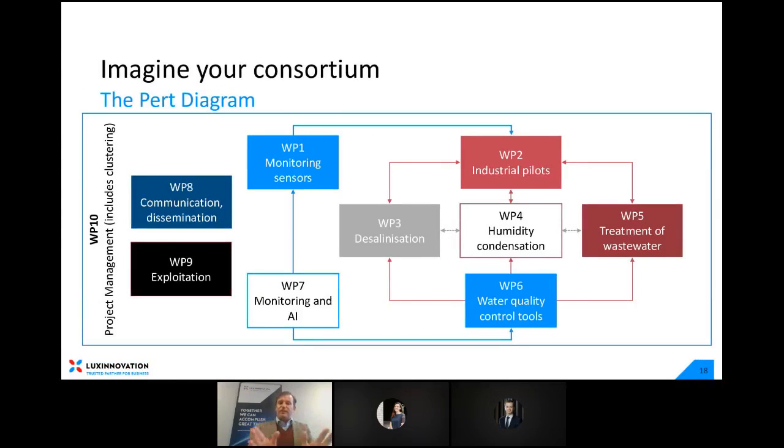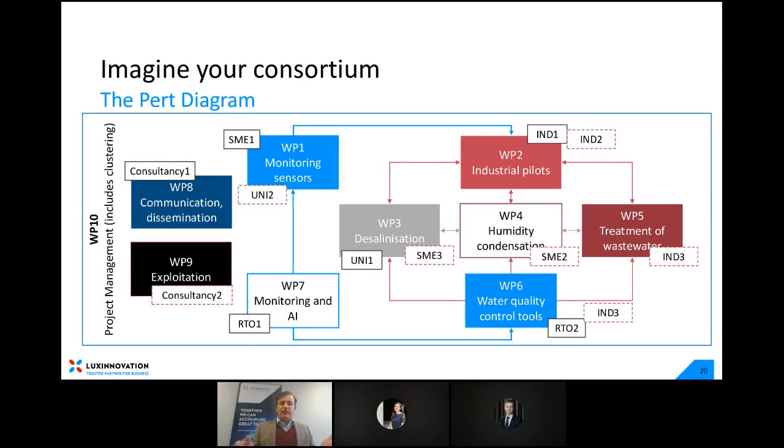The coordinator, what's the role? To define, this is the PERT diagram. They define the work packages in which you can subdivide your project. You have technical work packages on the right, and on the left you have horizontal support work packages: communication, exploitation, project management. The coordinator has a network of people that they know very well, and they will ask them to lead some specific areas.